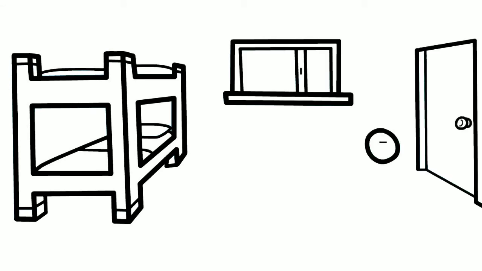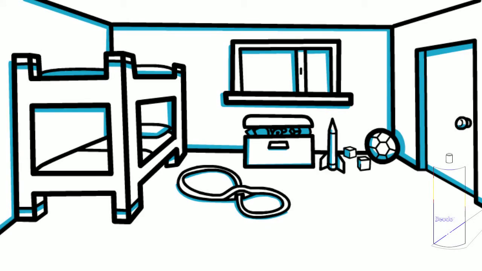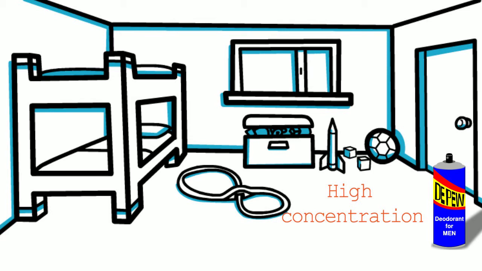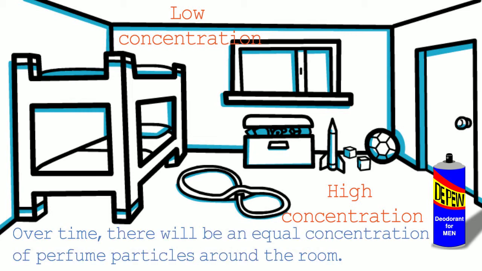We're going to use the example of someone spraying deodorant or perfume in a room. After the perfume has been sprayed, the perfume particles will be concentrated around where it was sprayed, and there will be no perfume particles on the other side of the room. However, over time the perfume particles will diffuse through the air in the room, and there will be an equal concentration of perfume particles around the room.